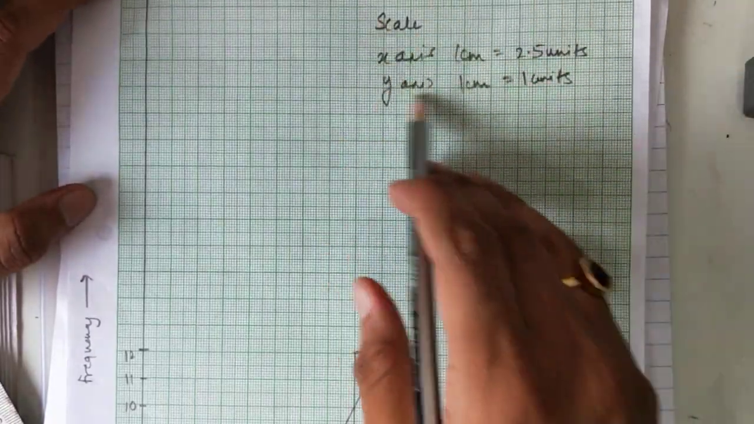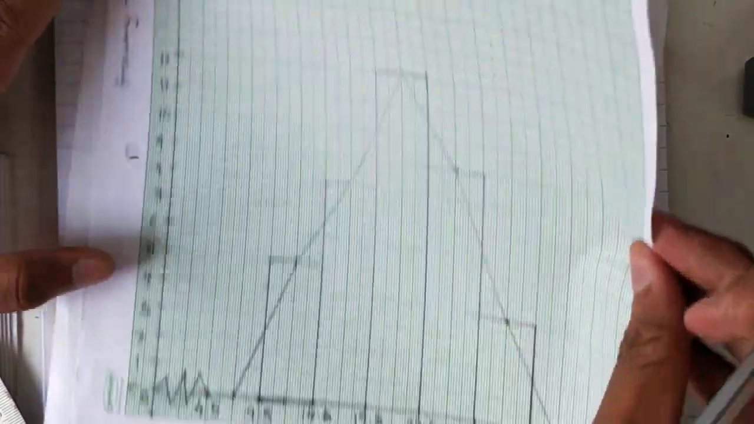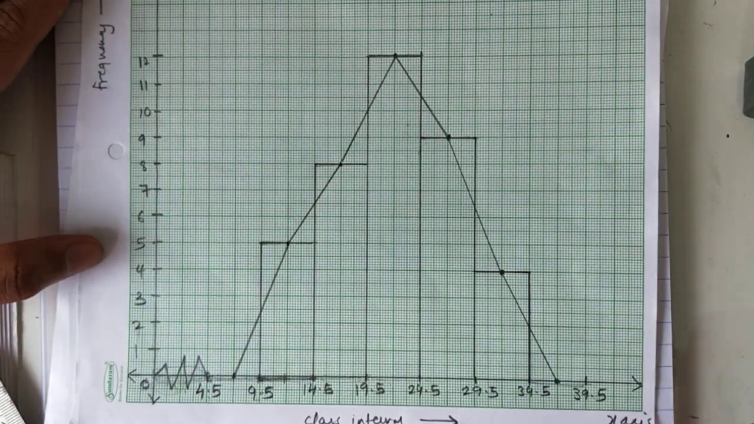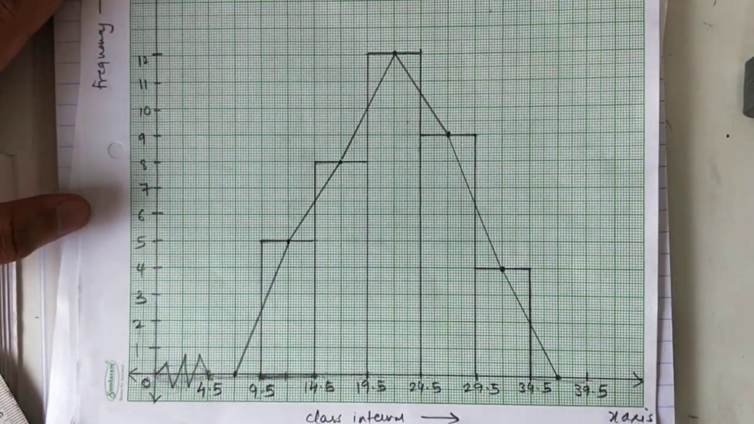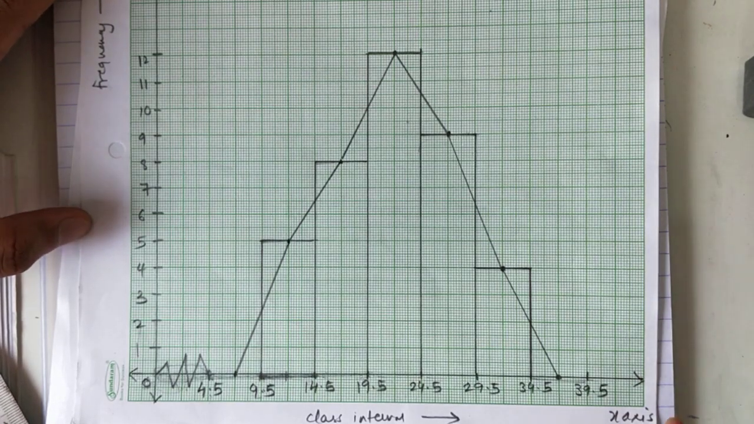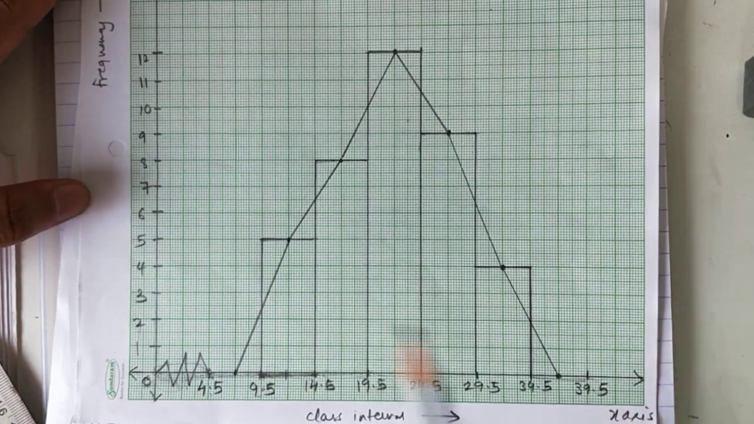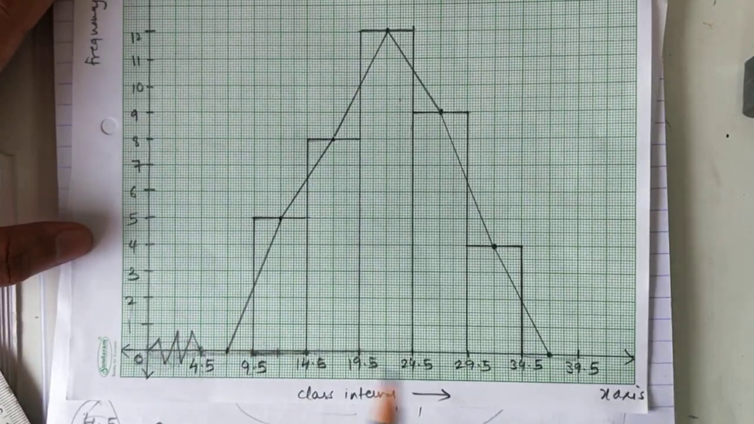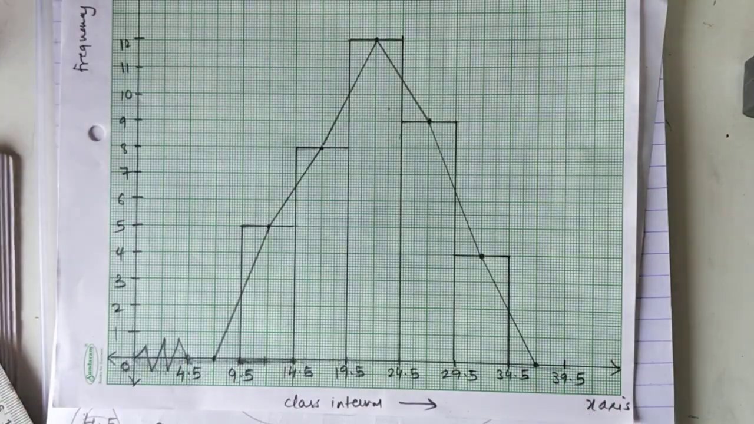This is how you write the scale, and this is how you draw the frequency polygon. This is all you have in the frequency polygon. In the next video, I will draw 2-3 more graphs for further practice so that we understand the concept of kink properly. Okay, that's it for today. Thank you, students.